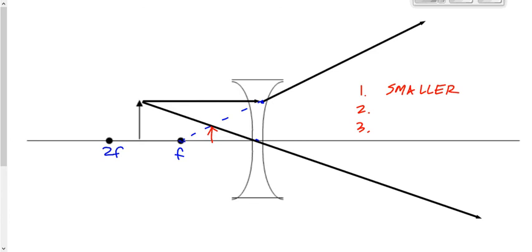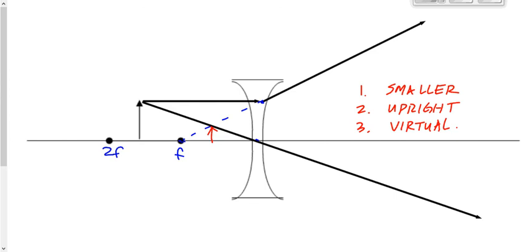It is upright or inverted? Upright. And it is virtual. How do you know it's virtual, Mateo? Yeah, because dotted lines intersect. We can see this image, but we have to look through the lens in order to see this focused image. These are the same characteristics that we get anytime we have a diverging lens, right? No matter where the object is placed, we get the same three characteristics.